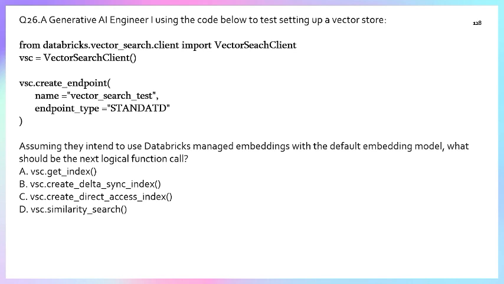Option C, VSC.create_direct_access_index. This function is used to create a vector index that you manage yourself. Right, you would be responsible for adding, updating, and deleting vectors, which is not implied here. VSC.similarity_search performs a search on an existing index. So the correct answer is B, create delta sync index.